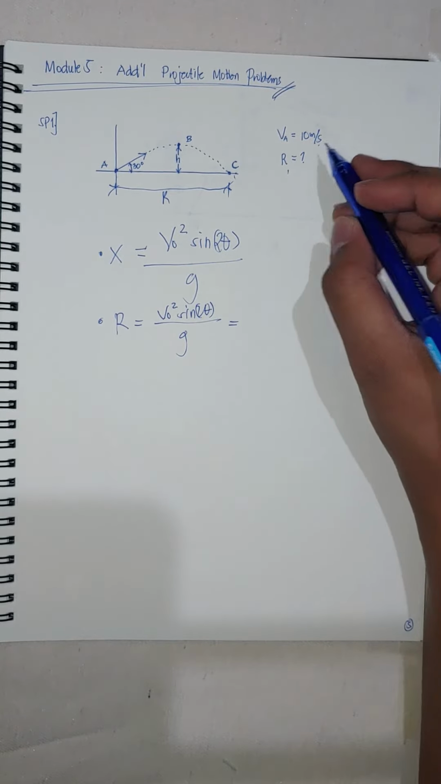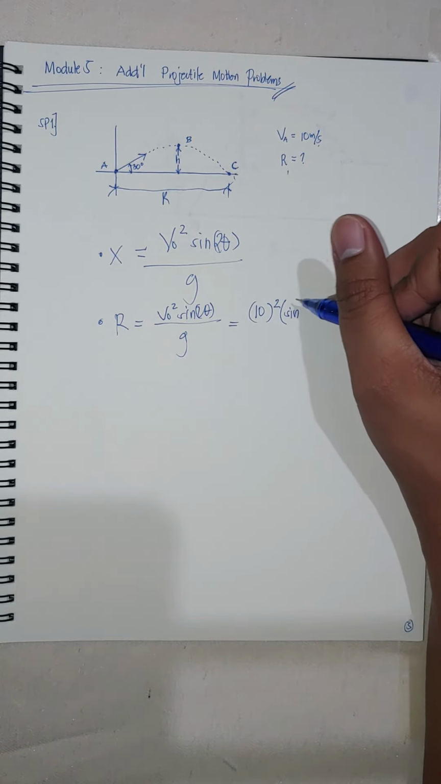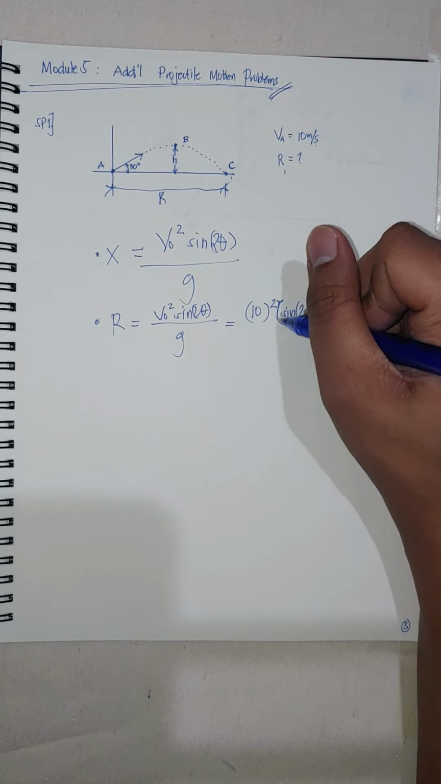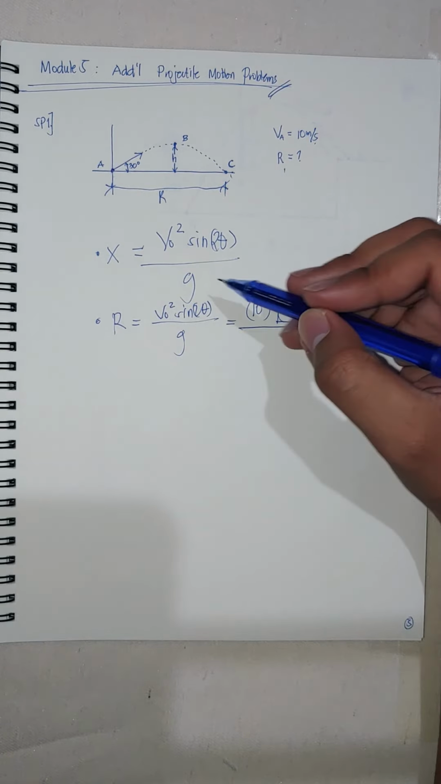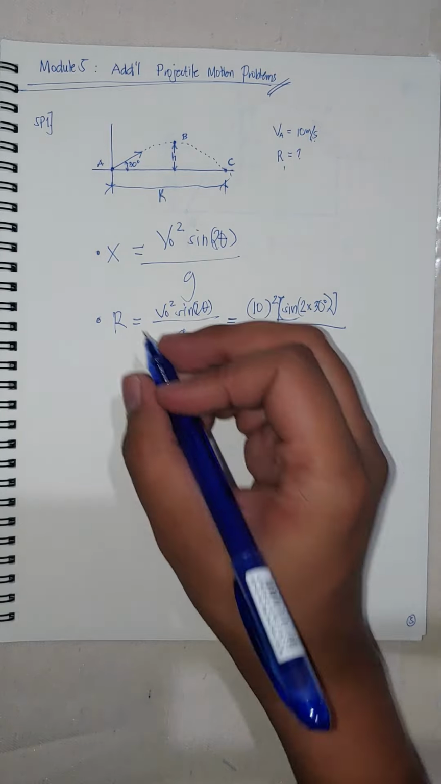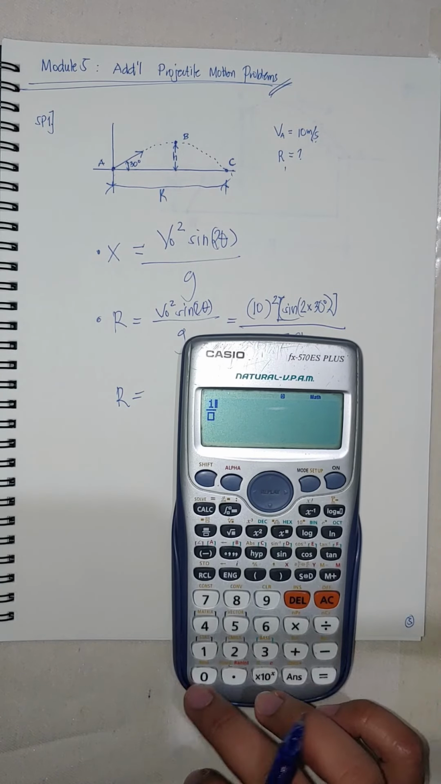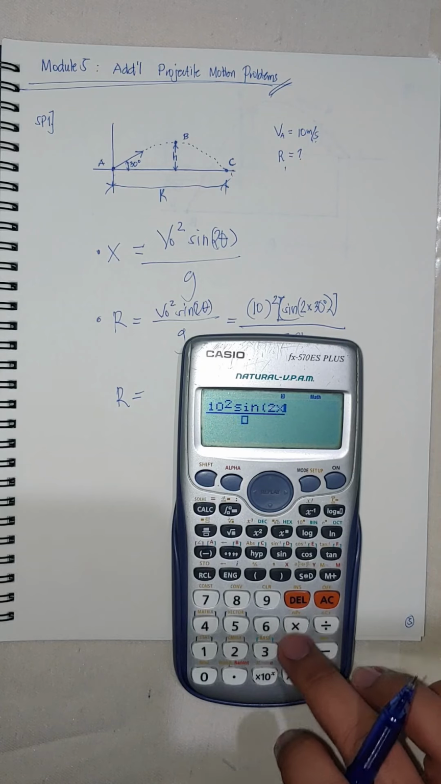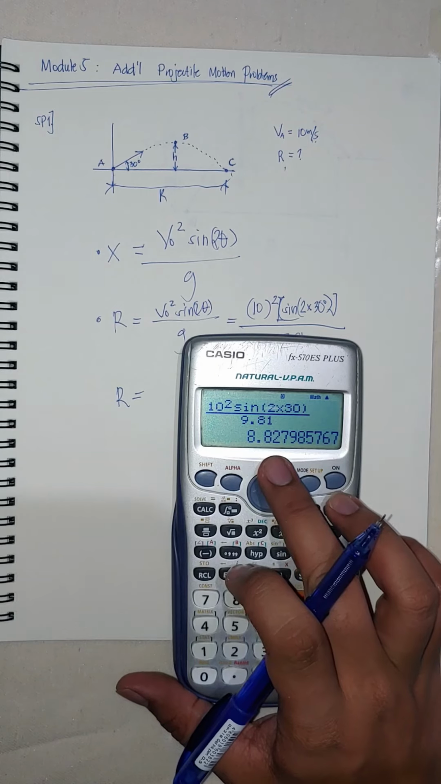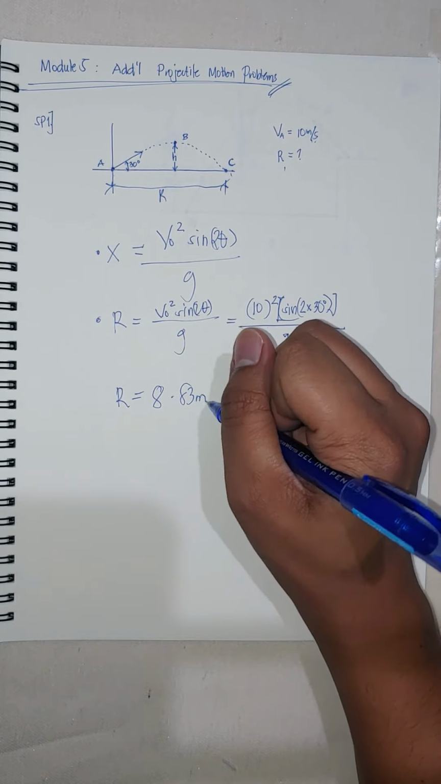Our initial velocity is 10 meters per second. So 10 meters per second squared times sine 2 times the 30 degree angle, over the gravitational acceleration, 9.81 meters per second squared, since this is SI. So 10 squared times sine of 2 times 30 over 9.81 meters per second squared, we have R equal to 8.828, or just 8.83 meters.